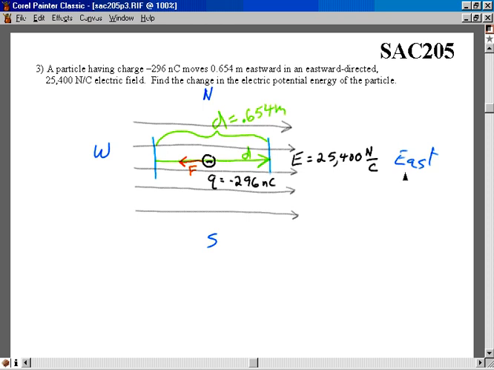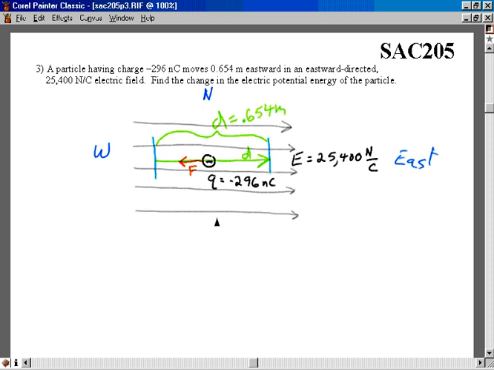In an eastward directed electric field. Of course, there's going to be a westward force on that negatively charged particle, since the force on a charged particle is in the opposite direction of the electric field when the charged particle has a negative charge. And they want us to get the change in the potential energy of the object.